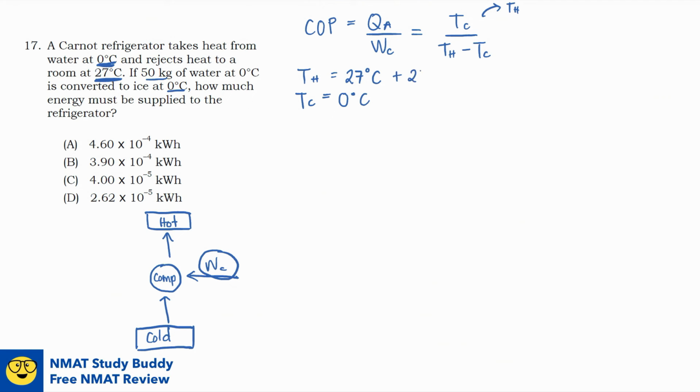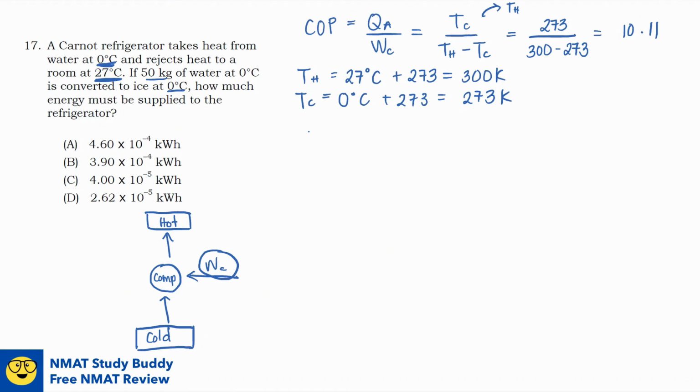So, mag-add tayo ng 273. So, this one will become 300 Kelvin. And dito, magiging 273 Kelvin. So, pwede na natin yan i-substitute. So, 273 over 300 minus 273. Compute nyo na lang manually without using calculator. So, makukuha nyo is 10.11.